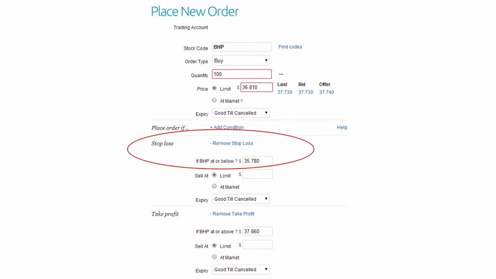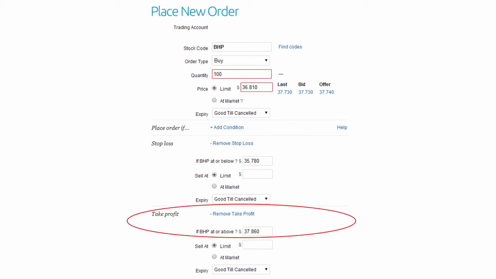Next, you can see that I have set a stop loss of $35.78, followed by a take profit of $37.86. If either your stop loss or take profit is triggered, it will activate one of the orders and automatically cancel the other. This is often known as one cancels other, or OCO.